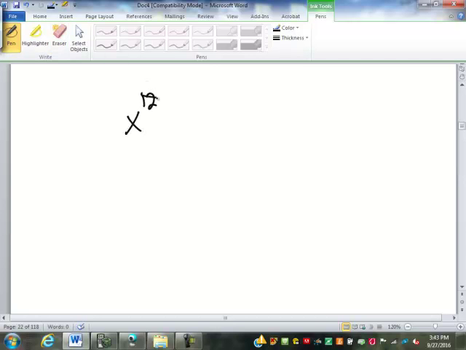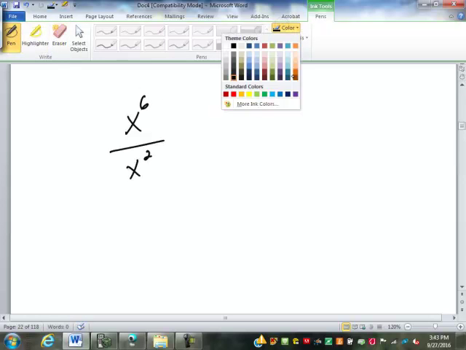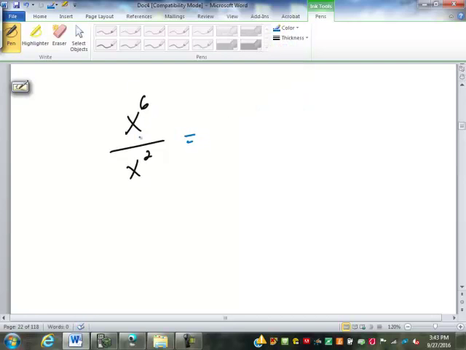We're not going to go quite that extreme. I don't want to write out 12 x's. Let's go x to the 6th divided by x squared. What's the rule when you're dividing variables or exponents that have the same base? What do you do to the powers? Anybody remember? Somebody said it. Subtract. 6 minus 2 is 4. You get x to the 4th.